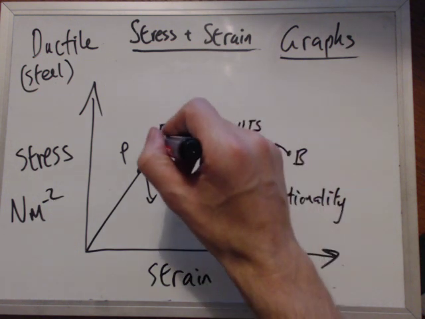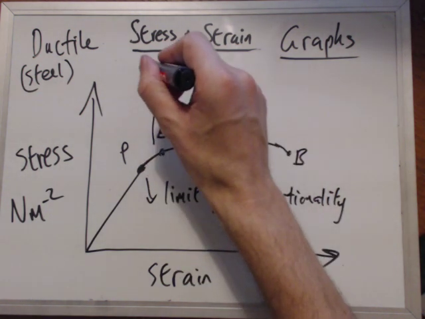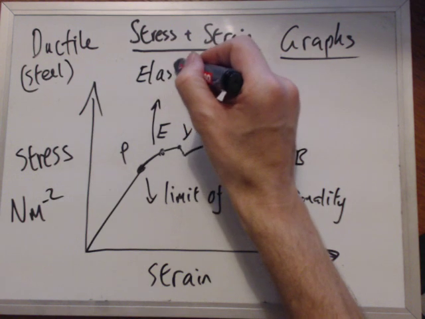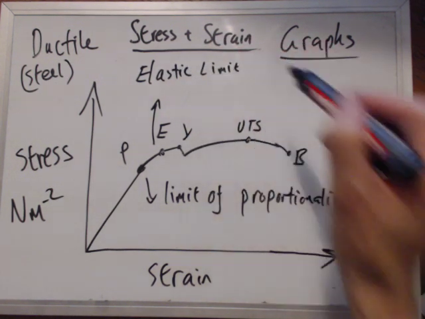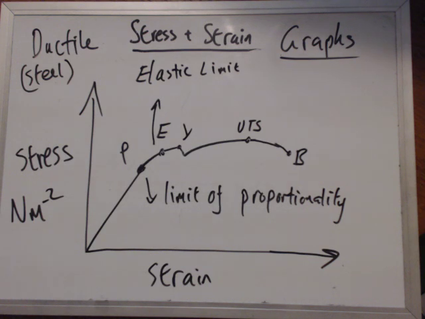E here is known as the elastic limit. This is the point up to which the material will still be elastic, such as, say, a spring being stretched, which will go back to its original length.